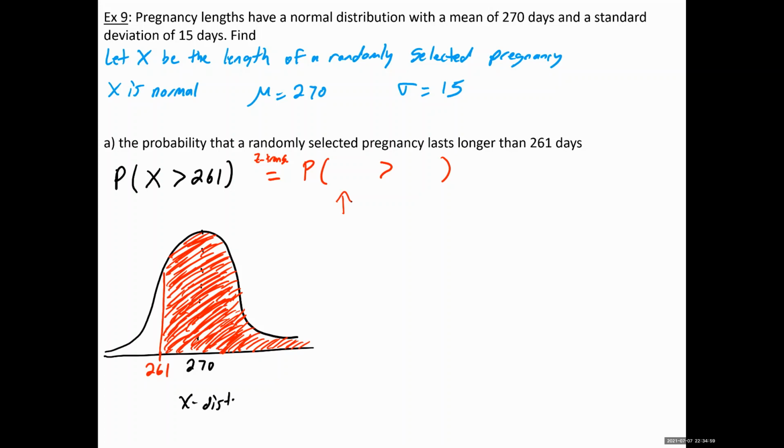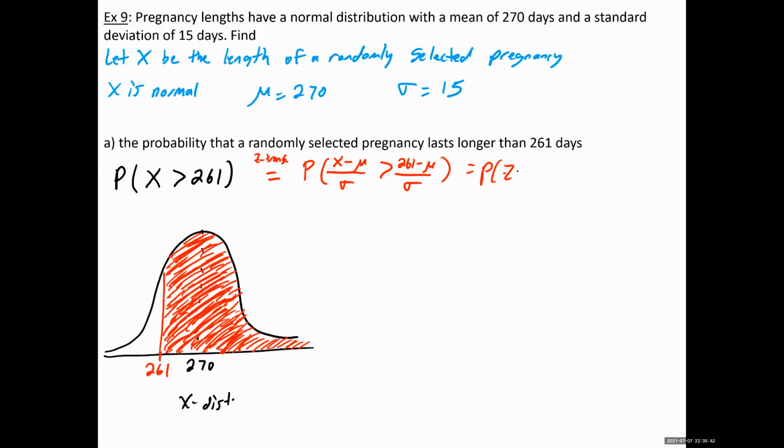X minus mu, all over sigma. Okay. So again, whatever's there minus mu over sigma. What goes in the second space? 261 minus mu over sigma. Right. Whatever's there minus mu over sigma. Okay. Which one of those turns into Z? The X. The one that has the X, that thing I just circled, turns into Z.